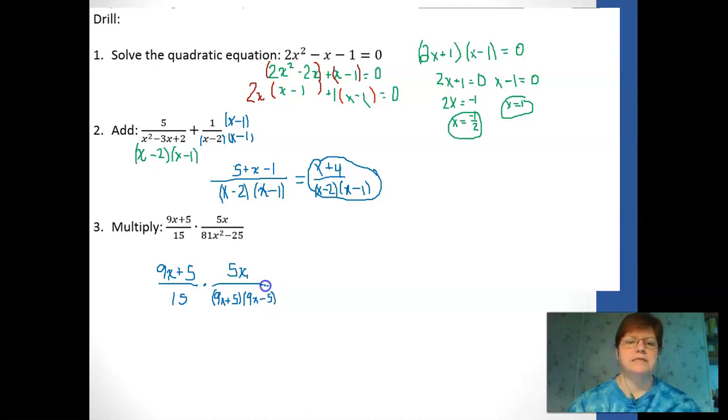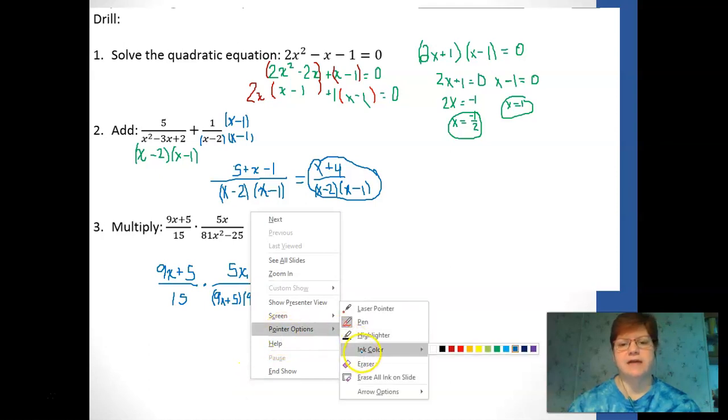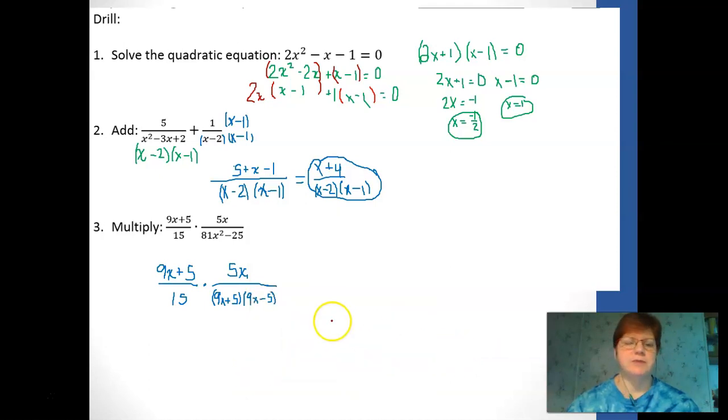So, can we cancel anything? When we're looking for things to cancel, in order to cancel they have to be factors, which means they have to be multiplied together. So we can cancel this 9x plus 5, because Billy would tell us that that's really 9x plus 5 times 1. So we write that 1 there, and then that cancels this, and that leaves a 1.